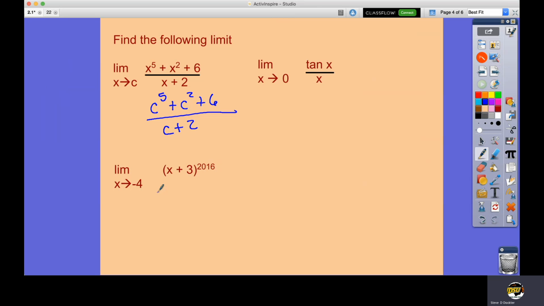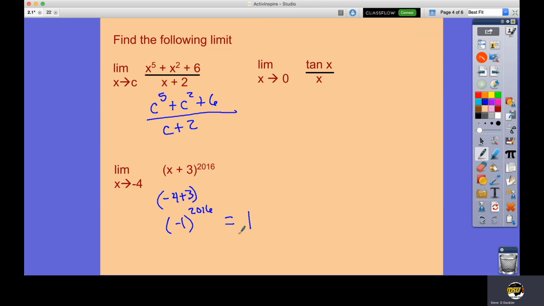All right, Drew, what are you doing? You're typing this in your calculator. I'm pretty sure we can go -4 plus 3 is how much? -1 to an even power. It doesn't matter how big it is. The even power will turn this into a positive 1. Okay? Now if that were an odd power, what would the answer be? -1. Very good.